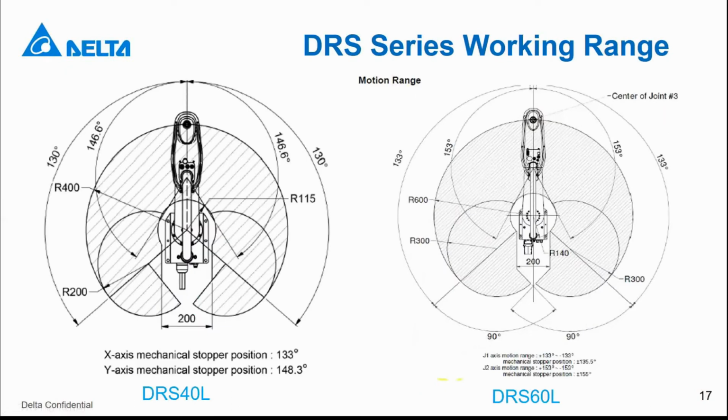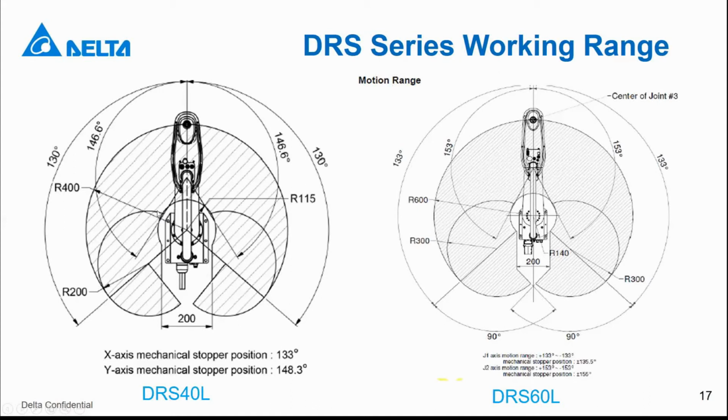And here are the DRS series working range pictures. When you are designing the machine or production line, it will be important to refer to these pictures, because this picture shows what the robot working range looks like. For example, this DRS 40L series, the length of the robot is 400 millimeters. You can see the radius here. This arrow indicates that the radius is 400 millimeters. You can see this big circle, the border is all 400 millimeters from the center of the robot to the border.